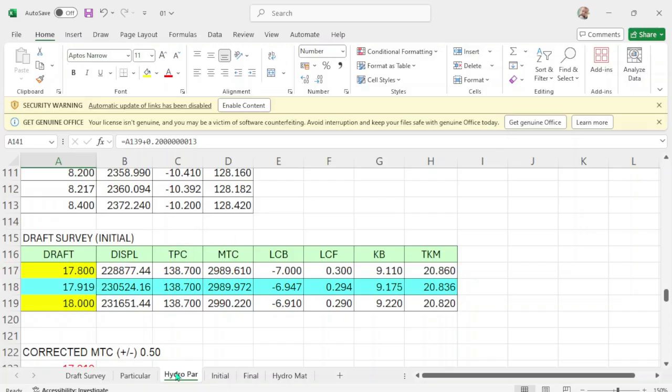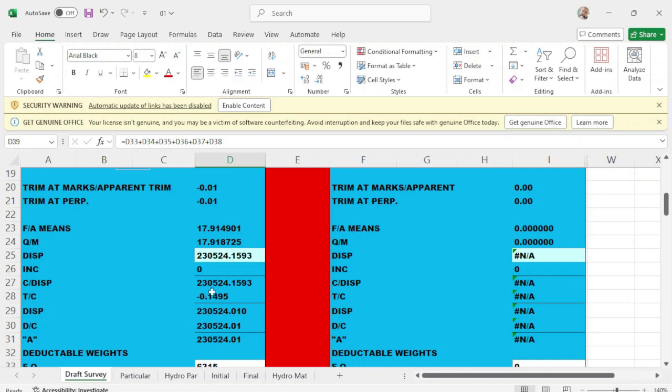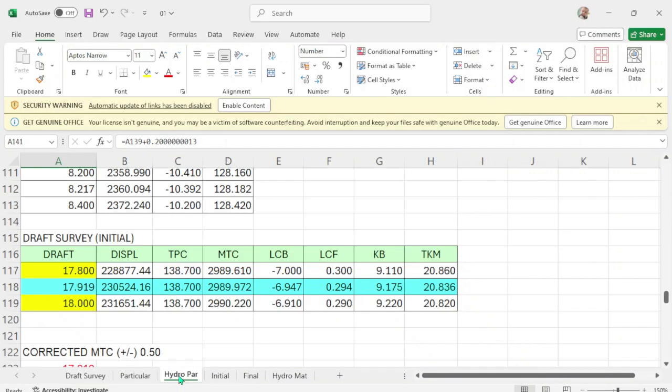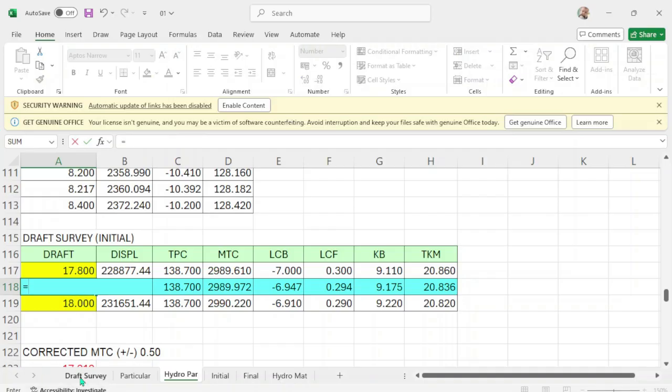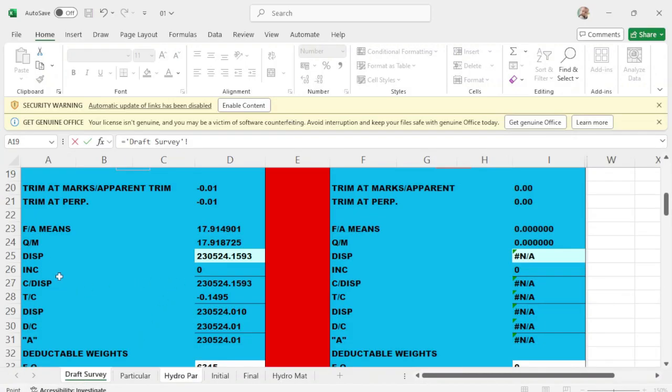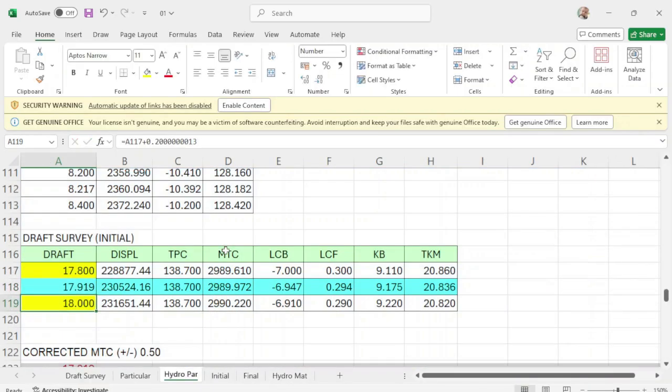So since this is your draft quarter main, you have to put this in the initial of the hydrostatic table. This is the draft, this is the initial, so you press equals, then you go to the draft survey and look for the quarter main, click this one, take note of 17918, you press enter, then this will be the one.